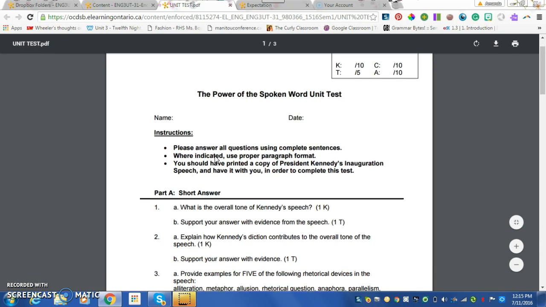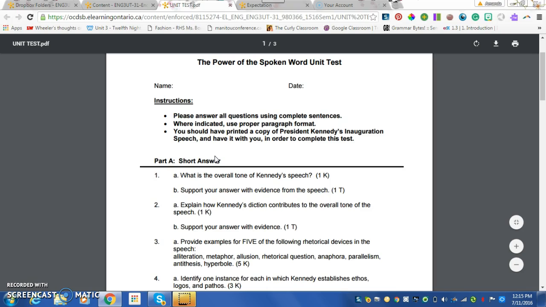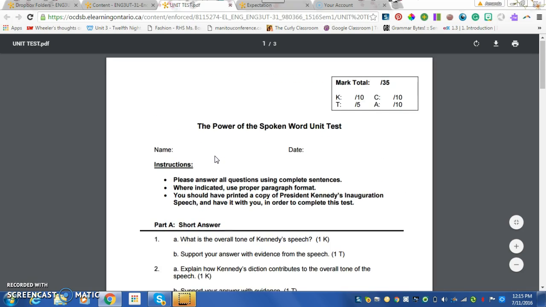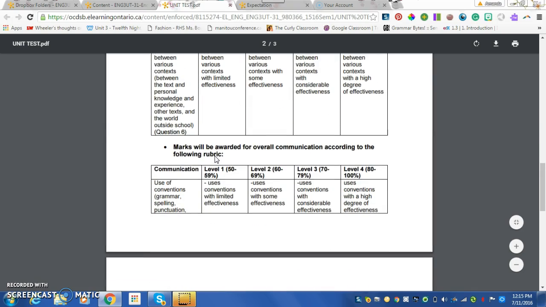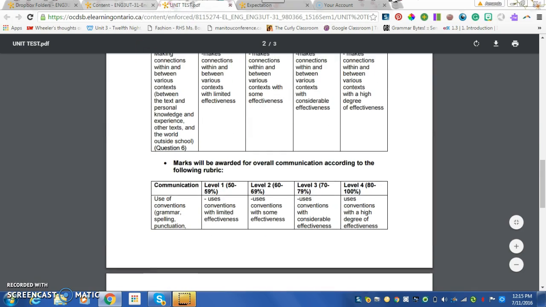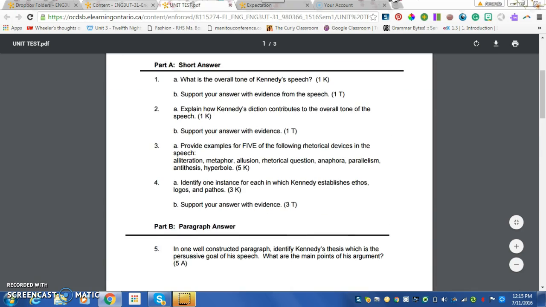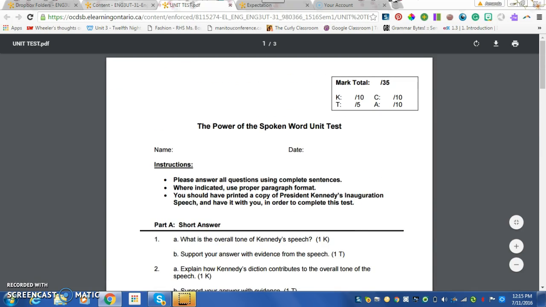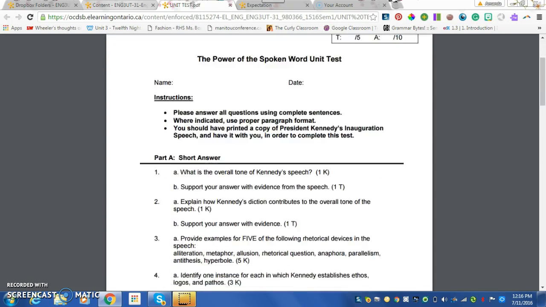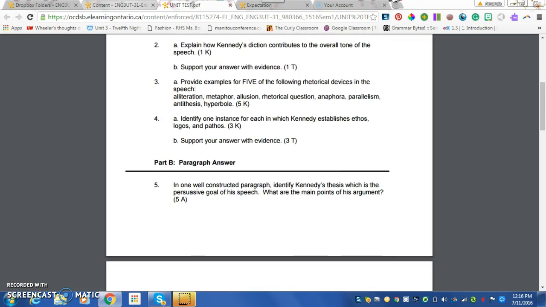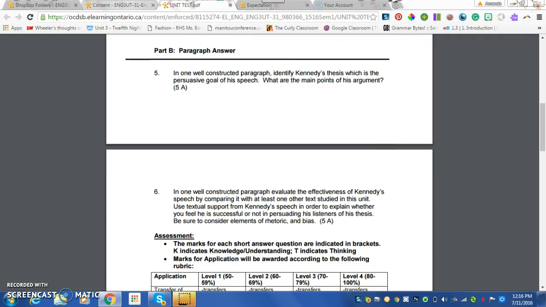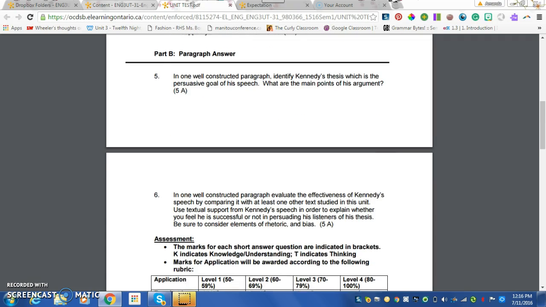The unit test is still marked by points. Those points are going to convert to a level. I will give you more information on that when I hand it back, but it's looking at basic things that we were looking at, such as tone, diction, rhetorical devices, ethos, and then you are writing a couple of paragraph answers as well.